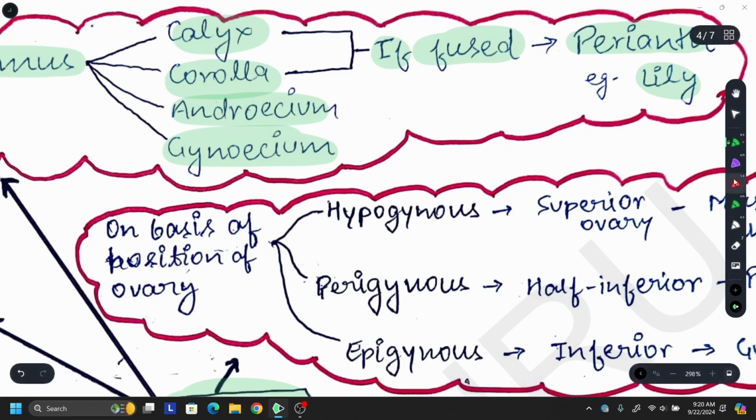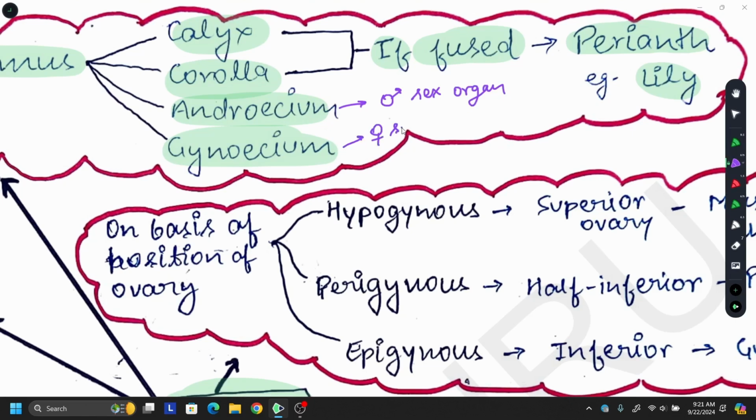Also, one thing I want you to note here: androecium is the male sex organ, and gynoecium is the female sex organ.